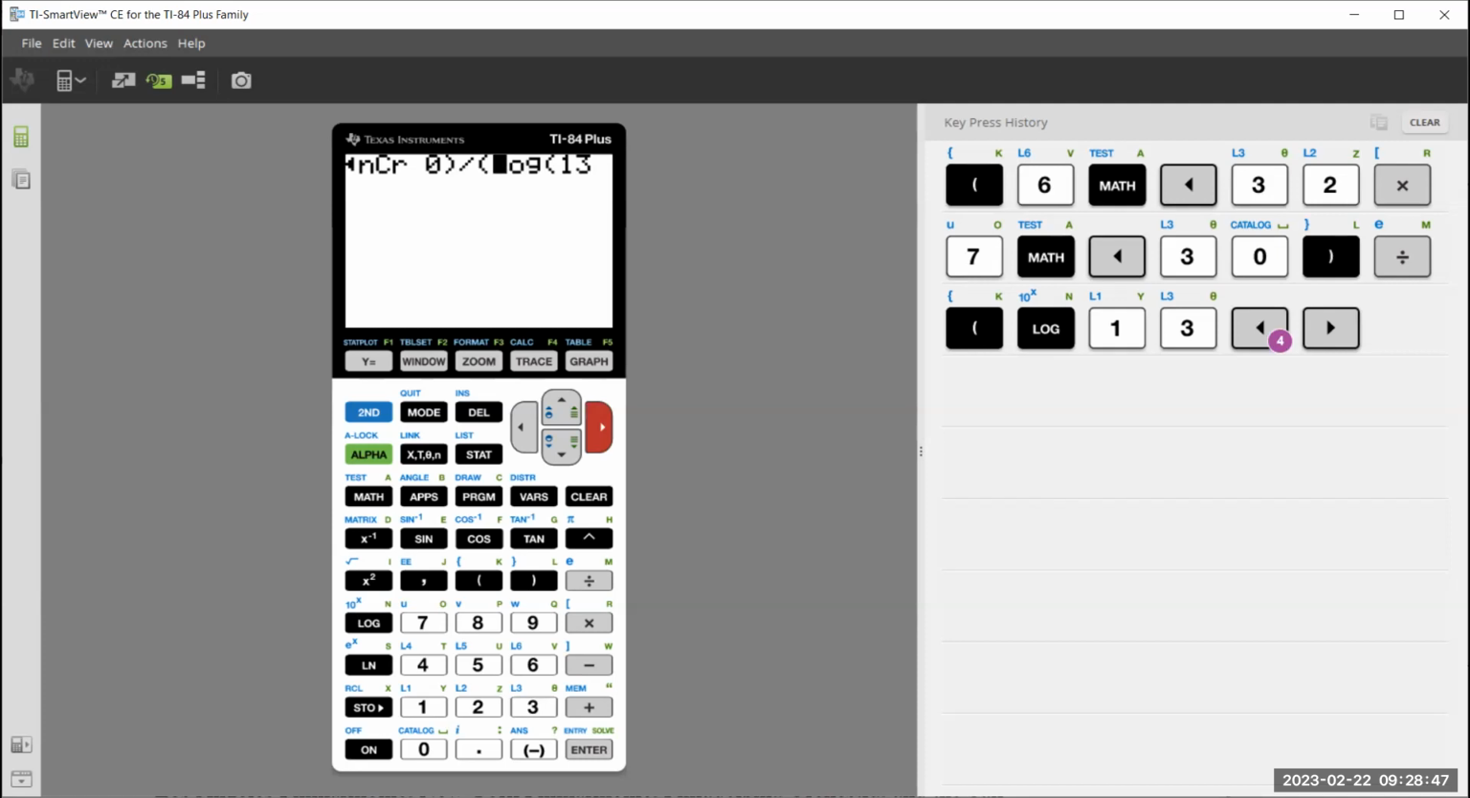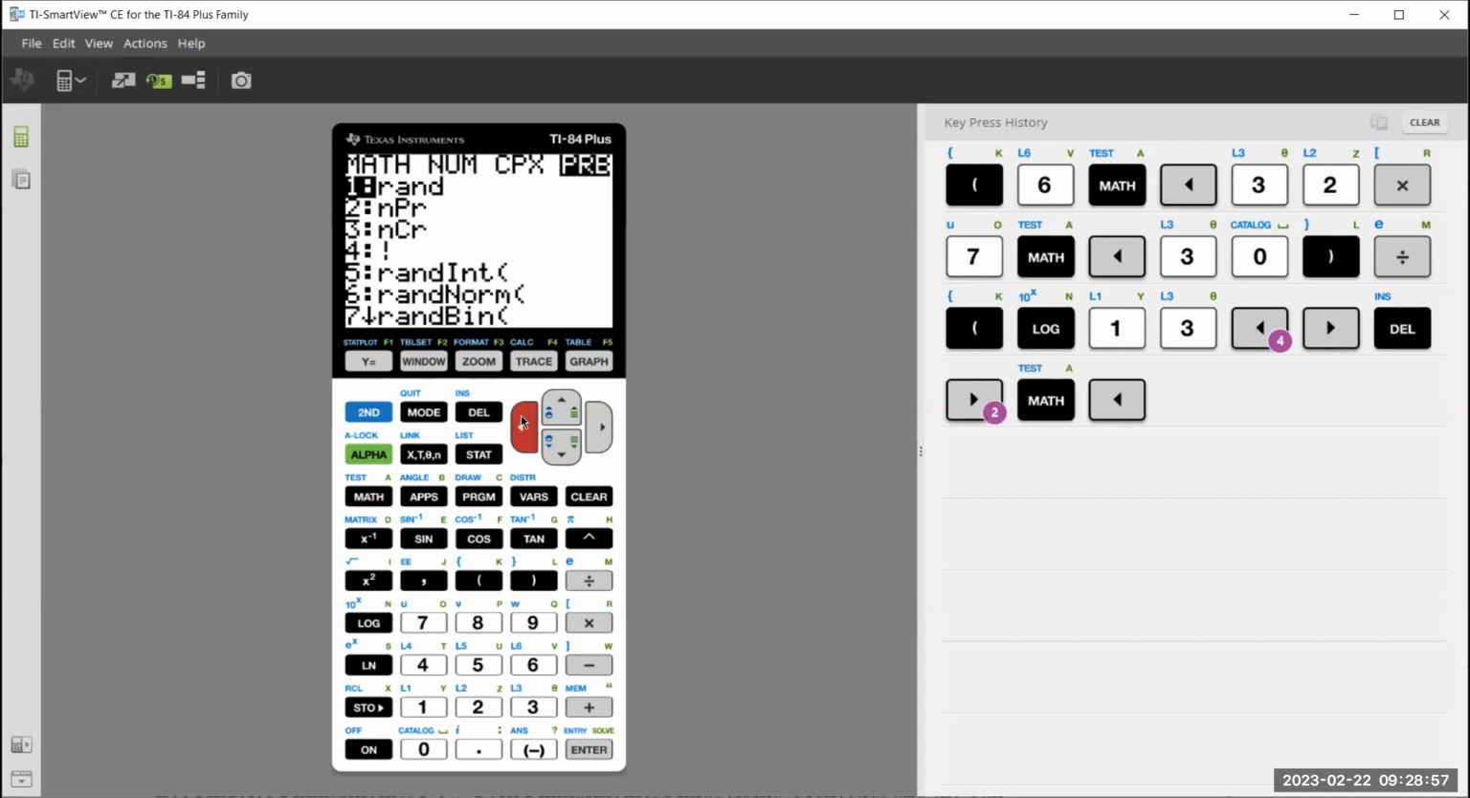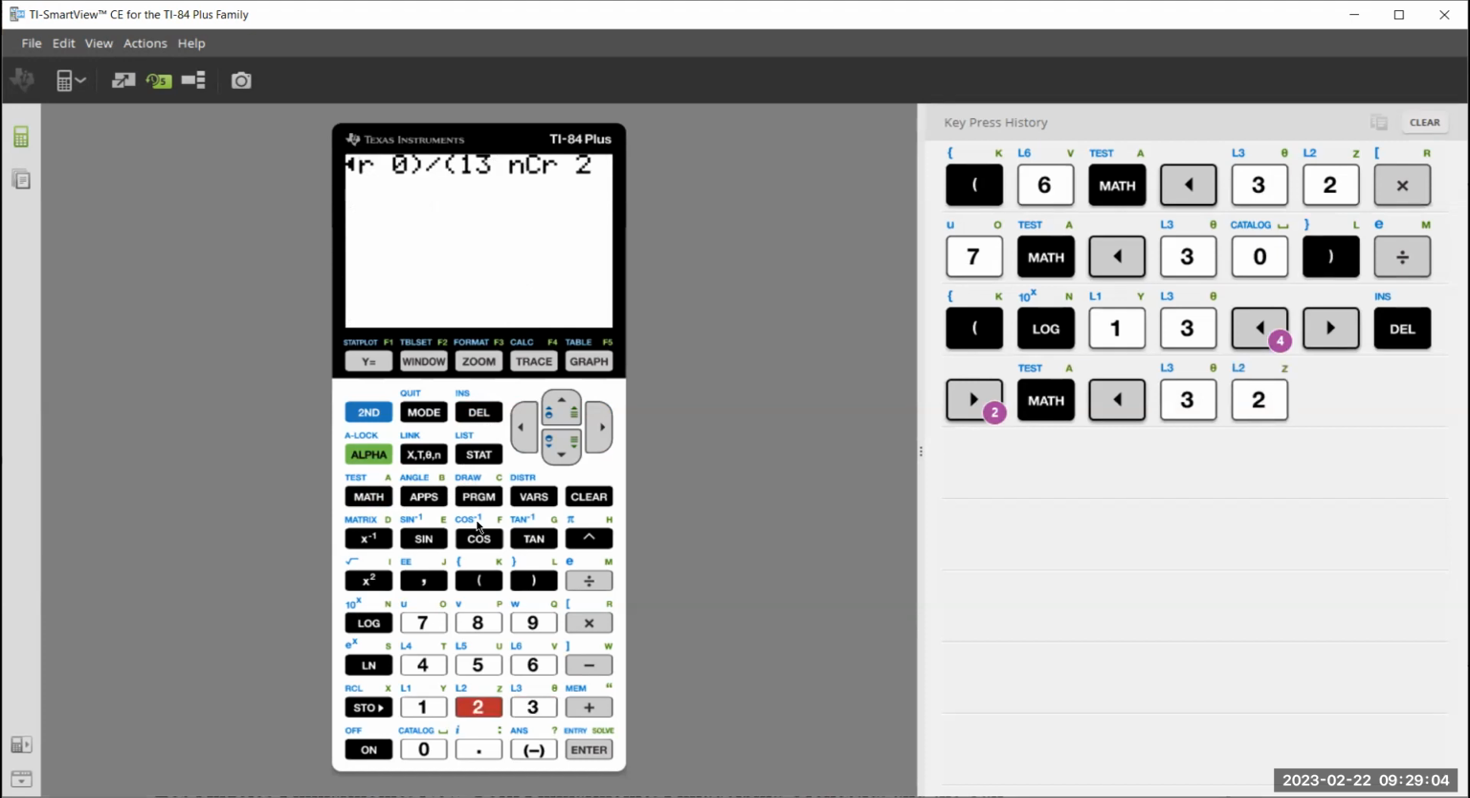Let's see. We're going to delete that logarithm. 13 choose. So math, probability, nCr 3. And we're choosing 2 people. Okay. And when we do that, we get 0.1923.